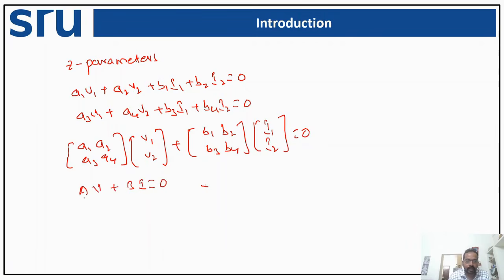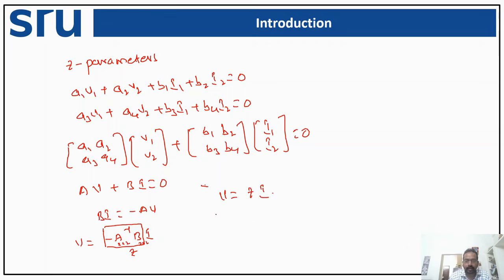In compact form, this can be written as A V plus B I equal to 0. Then we took this term to the right side, getting A V equal to minus B I. If we assume that I are independent and V are dependent terms, then we can write V equal to minus A inverse B I. If we call this Z, then V equal to Z into I. Here A is a 2 cross 2 matrix and B is a 2 cross 2 matrix, A inverse also becomes 2 cross 2, so my Z becomes 2 cross 2.